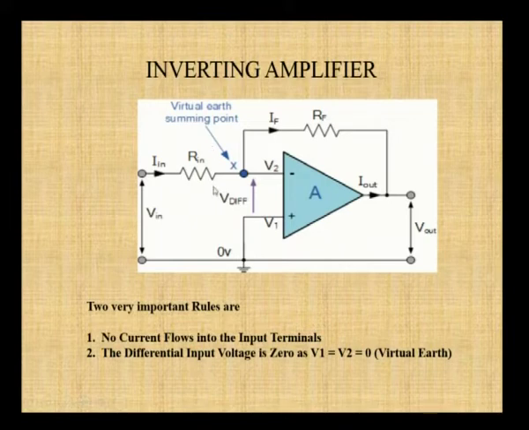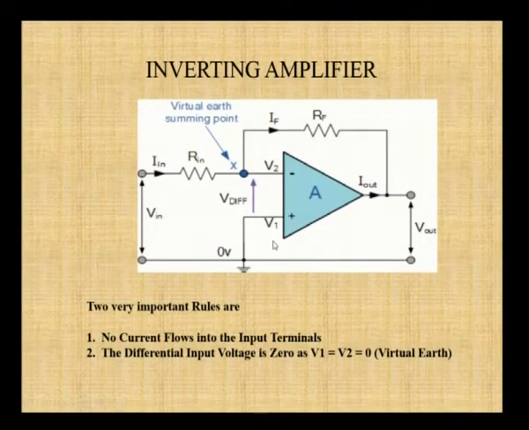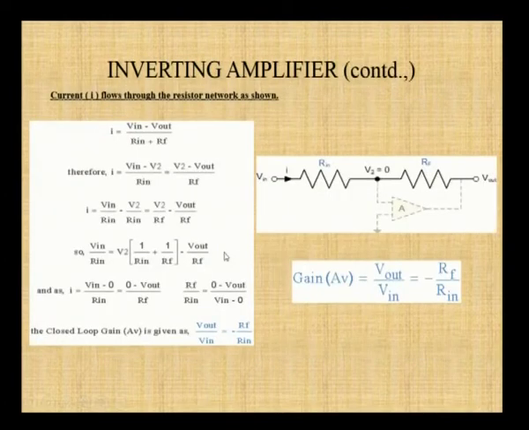Before going to see this inverting amplifier, we have to make two assumptions. The current drawn by the input terminal is 0, and the next one is the difference between the voltage present at the two input terminals must also be 0 because the virtual earth concept is assumed here. So V1 must be equal to V2 here. So the difference between these two voltages must be 0 because these two nodes are virtually imagined to be common. So these are the calculations of the gain of the inverting amplifier.